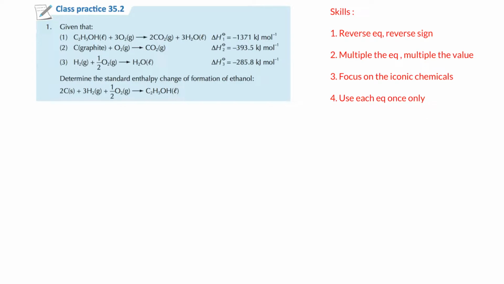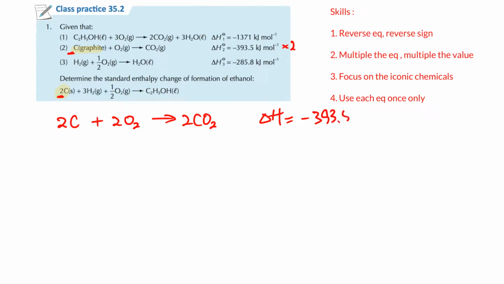For example, our ultimate goal needs 2 carbon on the left, and I find that in statement 2 we have graphite, so I will make this coefficient the same as that one. Therefore, for equation 2, I have to multiply it by 2. So we'll have the first statement: 2C plus 2O2 becomes 2CO2, and this one will then be negative 393.5 times 2. So we finished the first one.